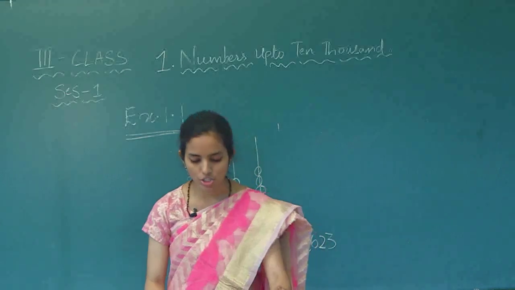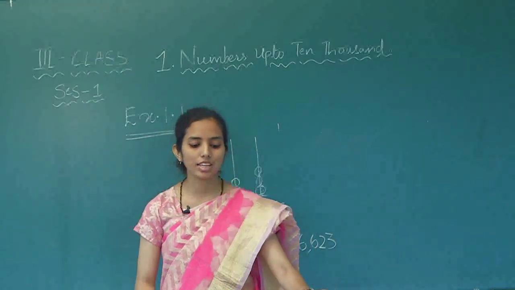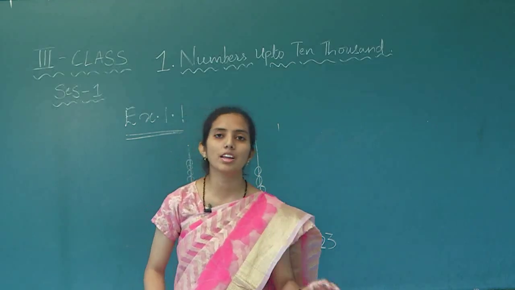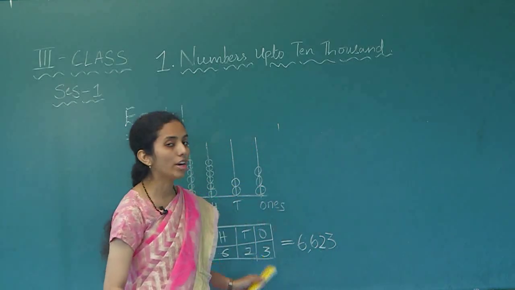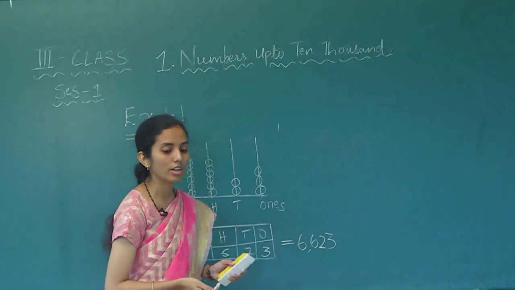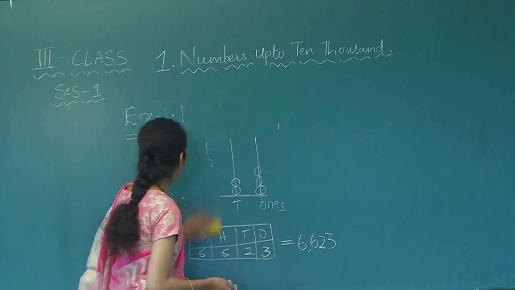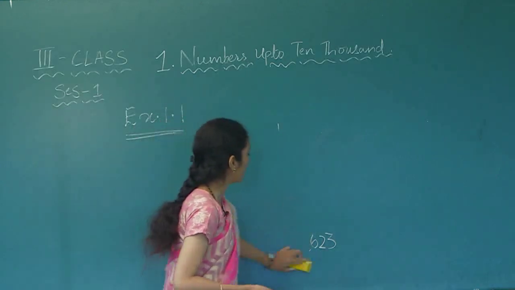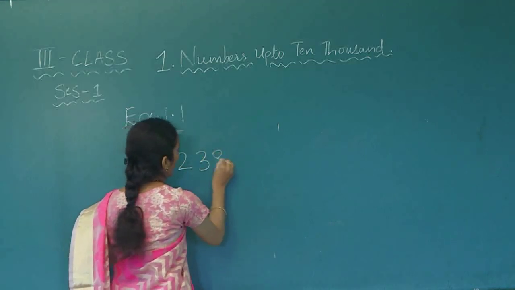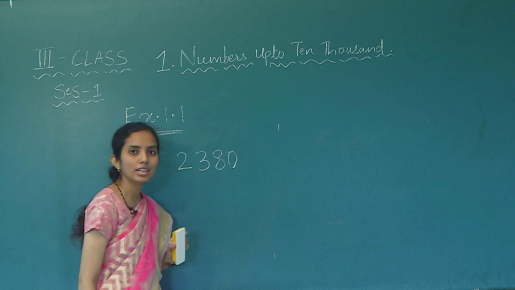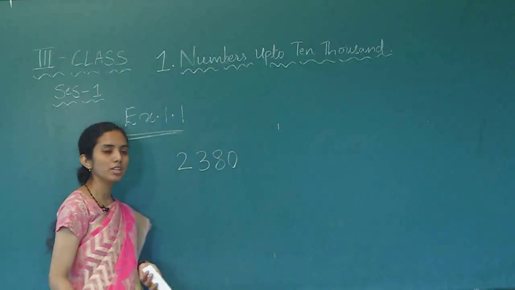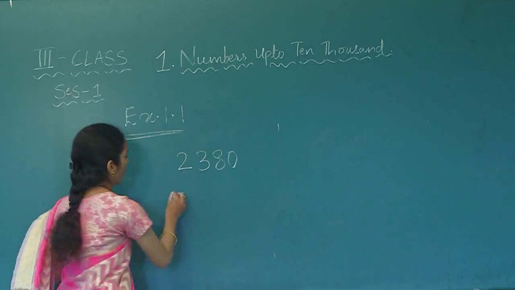Now, look into page number 11. What is he asking? He is asking us to write the number names, which is very easy, that you have already done in first class and second class also. So, what is the first number he has given us? The first number is 2380. You have to write it in words. Writing in words means writing its spelling.